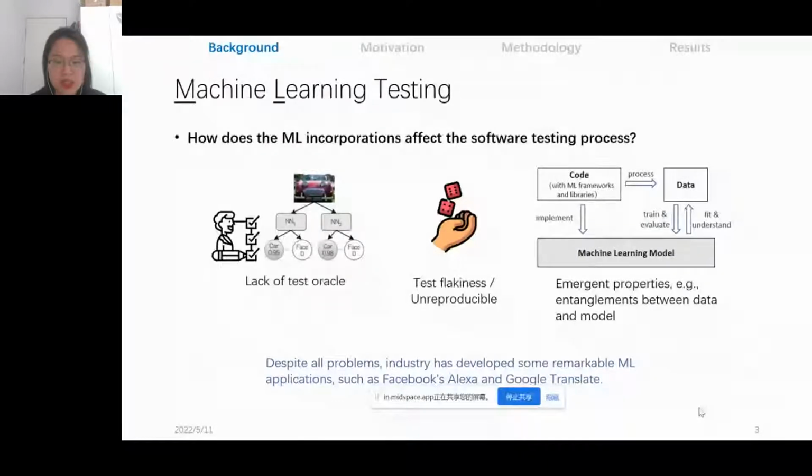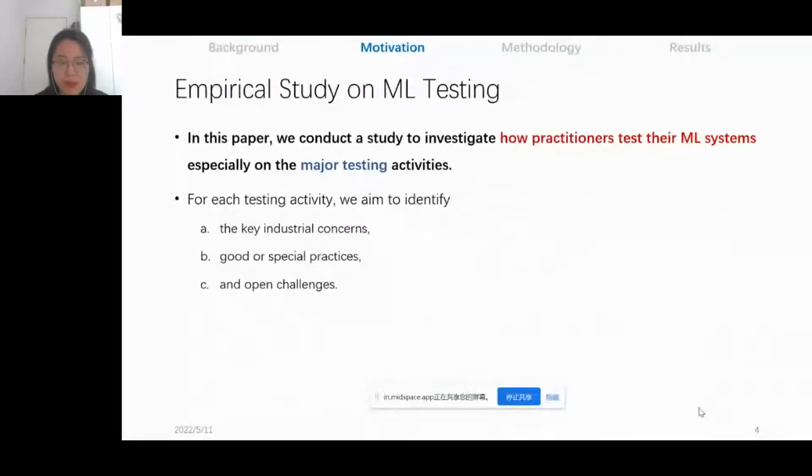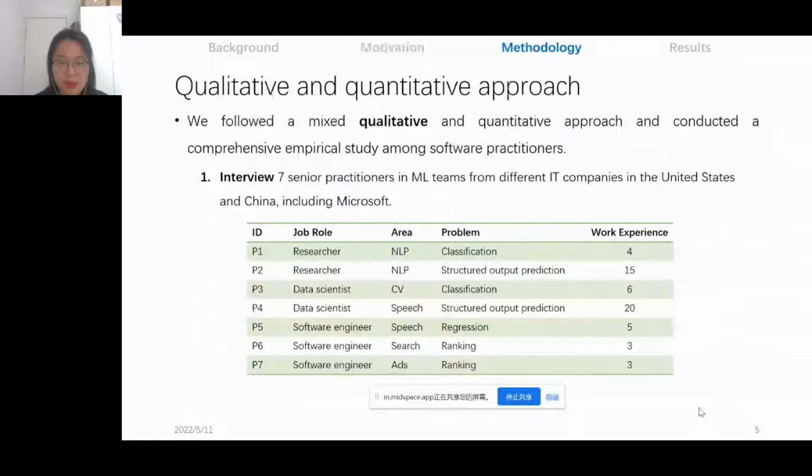To the best of our knowledge, the testing problem on machine learning systems has not been well studied from this perspective. In this paper, we conducted a study to investigate how practitioners test their machine learning systems, including their major testing activities, their good practices, open challenges, and so on. Our methodology is based on interviews and surveys among the practitioners.